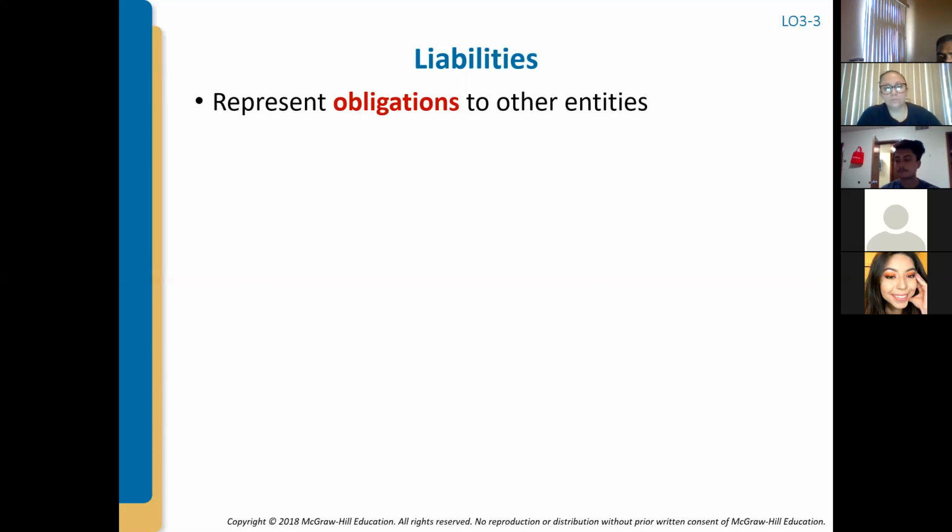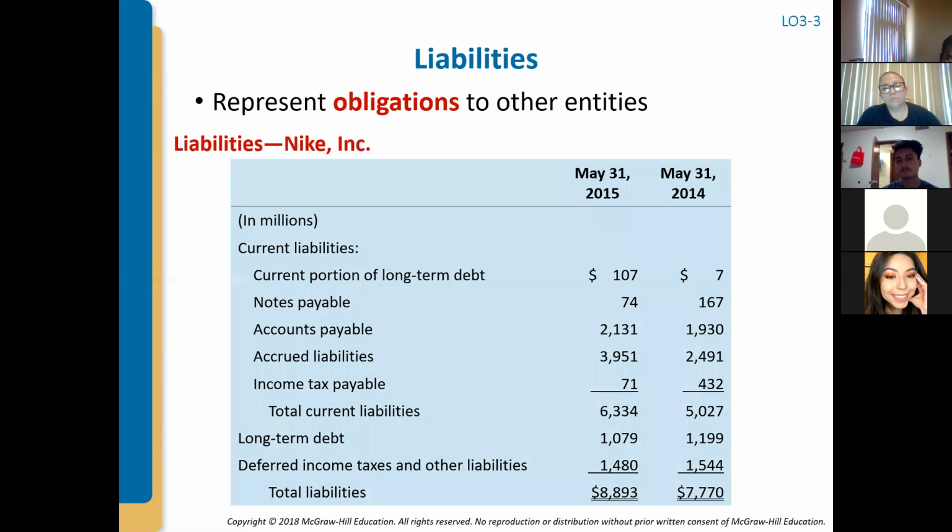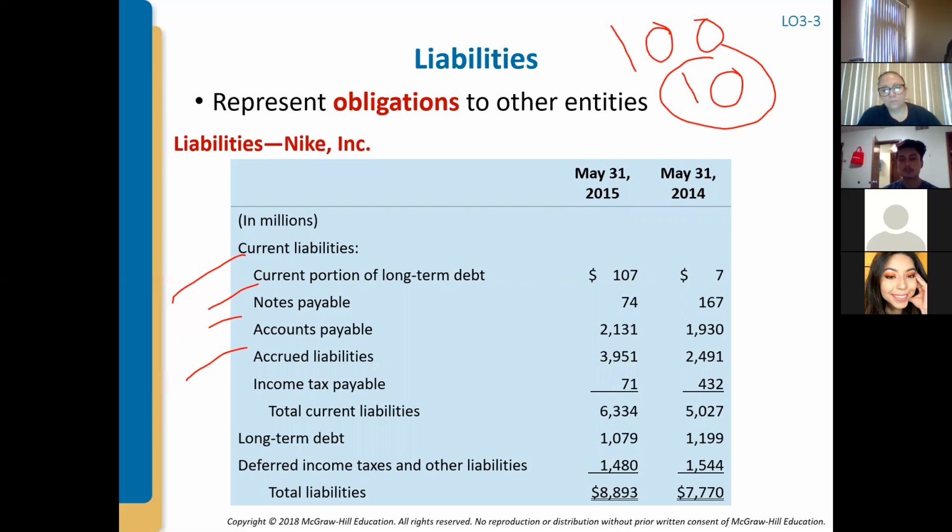Liabilities represent obligations to other entities or persons, and we also have current and long-term liabilities. This is the list of current liabilities. See the current portion of the long-term debt. If we have a long-term debt of, say, 100 million, and we need to pay a $10 million installment this year, then this is the current portion of the long-term debt. And the notes payable, accounts payable, accrued liabilities, and income tax payable. We need to pay them in the next year. And then long-term debt, deferred income taxes, and other liabilities. So this is the total liabilities.